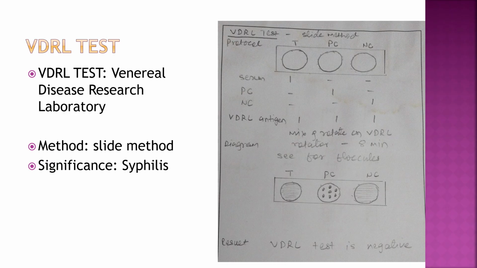The significance is that it is done for the diagnosis of syphilis, which is caused by Treponema pallidum spirochetes. It is a sexually transmitted disease, and the test should usually be done in pregnancy to rule out congenital syphilis, because in that case the baby may get stillbirth, IUD, or mental retardation. So that is why the syphilis test is done.